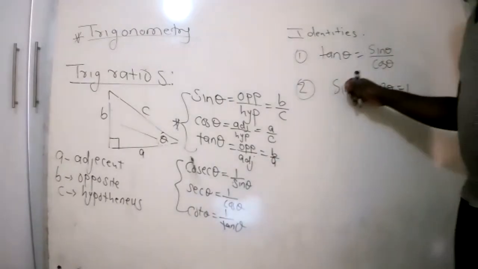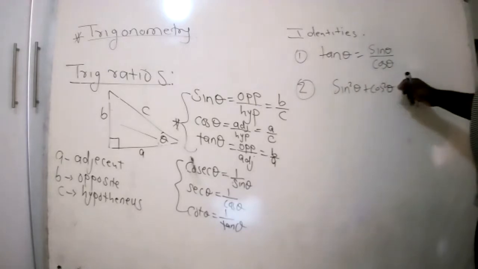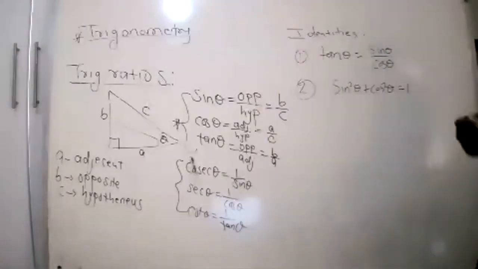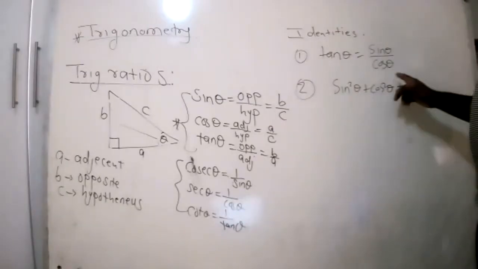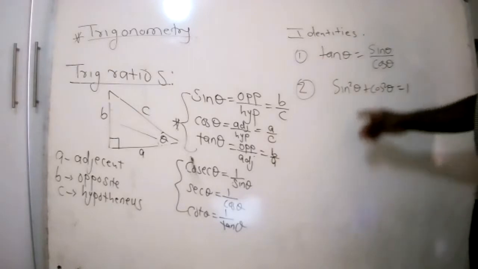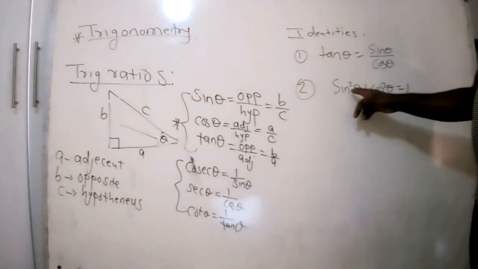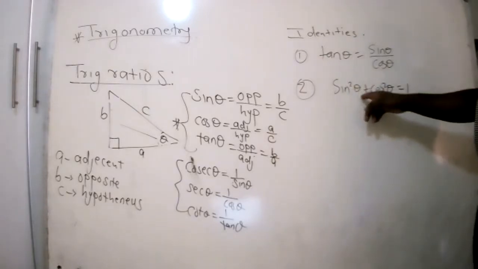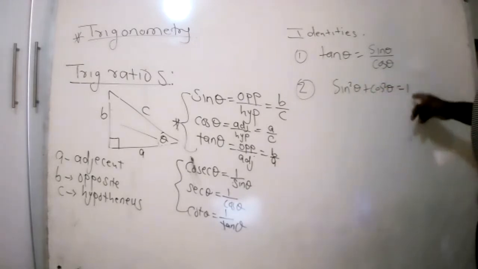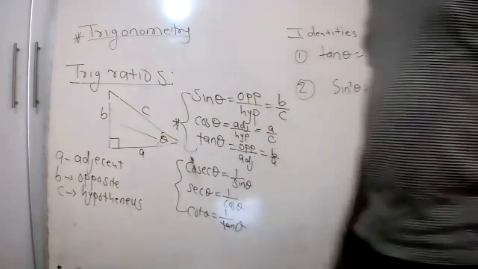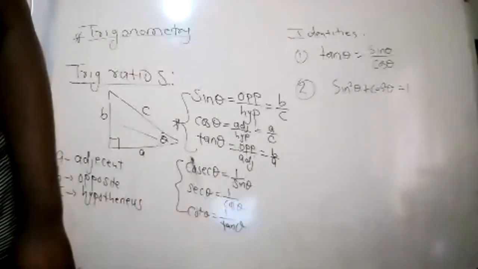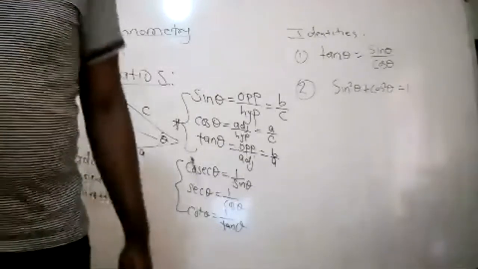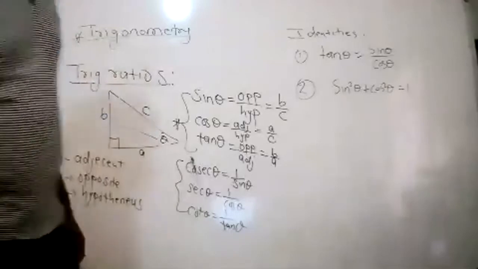Whenever you add sine squared theta plus cos squared theta, this is going to give you a 1, regardless of the angle given. It may be 30, it may be 60, it may be 90. If it is sine squared of a certain angle plus cos squared of the same angle, then you must know that it is going to be equal to 1. It's another important identity that you must take note of. So that is the second identity which you must take note of.